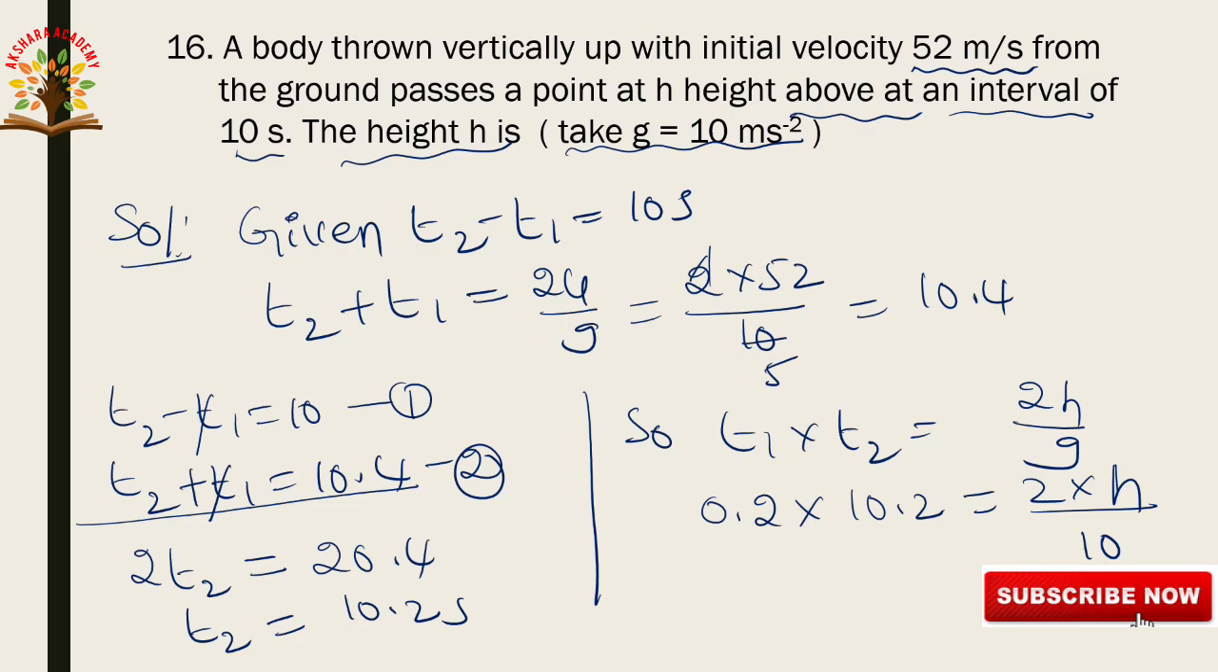So 1 into 10.2 is equal to h. Here after multiplication, 0.2 into 10 is 2. So the 2 gets cancelled, and finally we have to calculate the value of h. So the height h is 10.2 meters. Okay, next we will go to the next question.